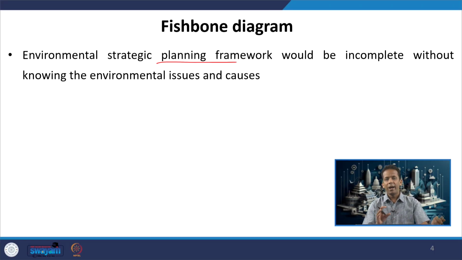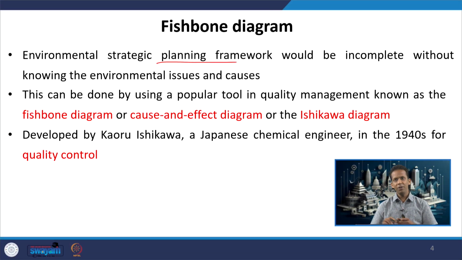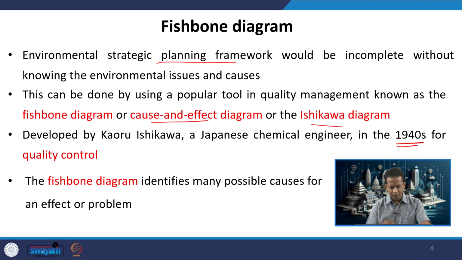Now, to identify those issues and causes, there is one common, famous tool of quality management, which is called the fishbone diagram, or cause and effect diagram, or the Ishikawa diagram. It was developed by a Japanese chemical engineer. There are varying accounts in the history, some say it was developed in the 1920s and some say in the 1940s. Well, it does not matter much, but it was developed for quality control, and the same tool is applicable in environmental planning and management as a cause and effect diagram. It identifies many possible causes for an effect or problem.